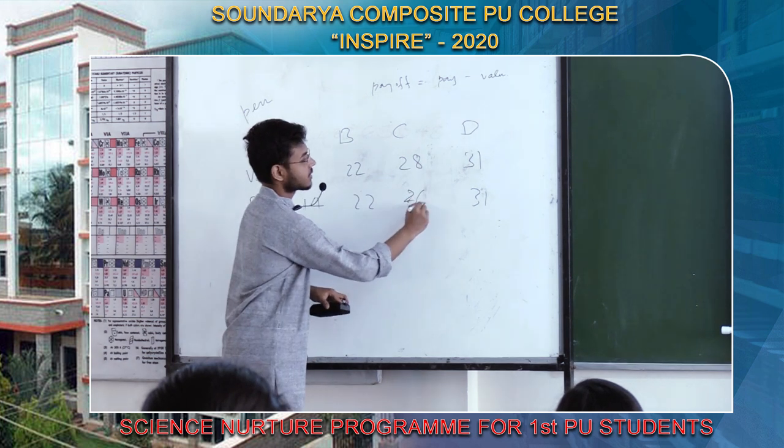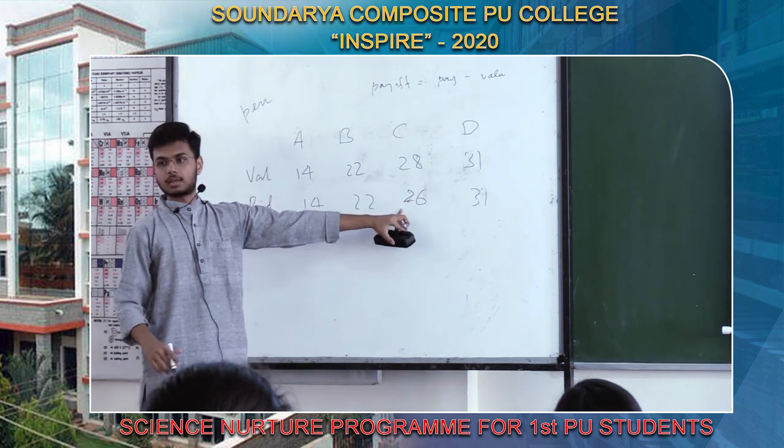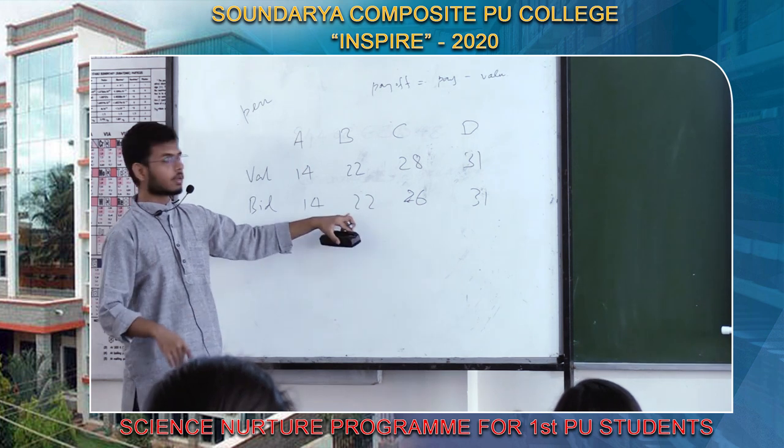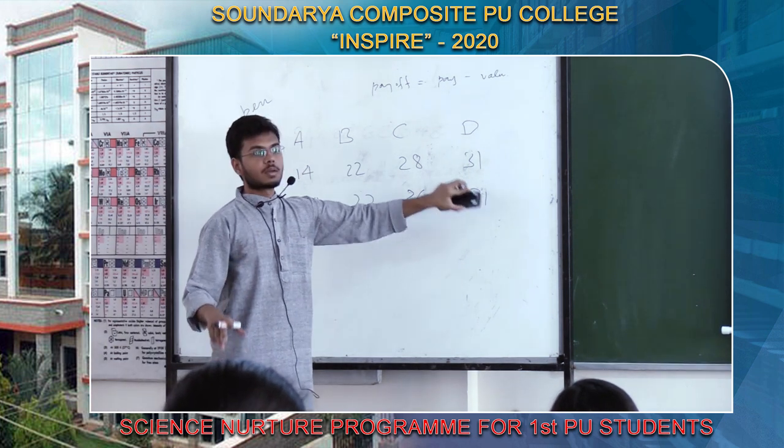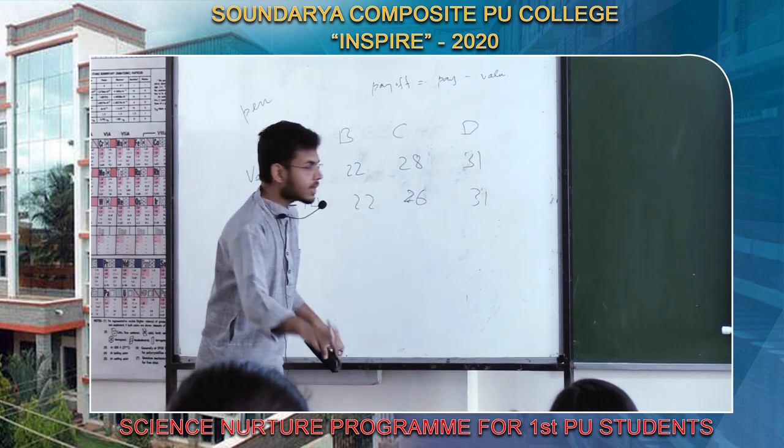Let's make this 26. Okay, now B ends up winning. Okay, the previous one. That's good. So, second price option: the highest bidder wins, but she pays the second highest.